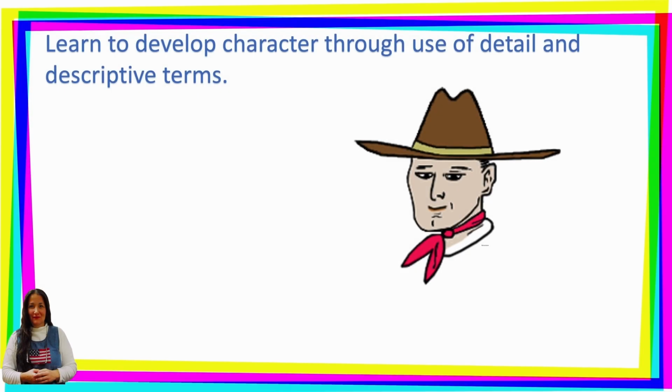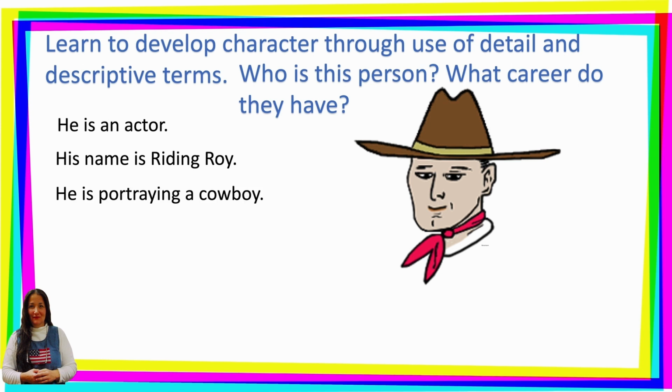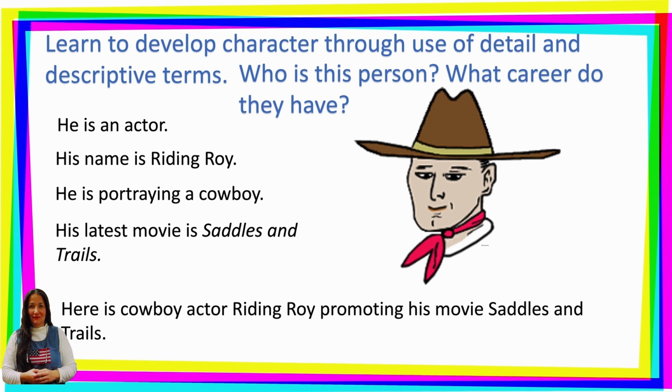Learn to develop character through use of detail and descriptive terms. Who is this person? What career do they have? He is an actor. His name is Riding Roy. He is portraying a cowboy. His latest movie is Saddles and Trails. Now we can write our sentence about him, knowing his three-dimensional character. Here is a cowboy, actor Riding Roy, promoting his movie Saddles and Trails.